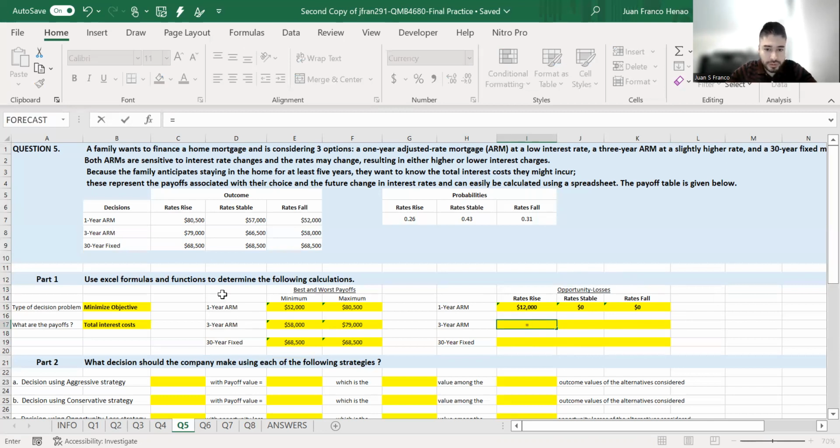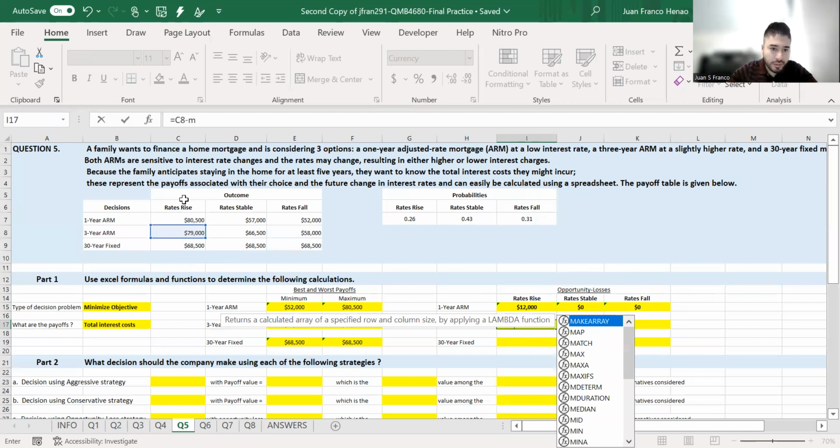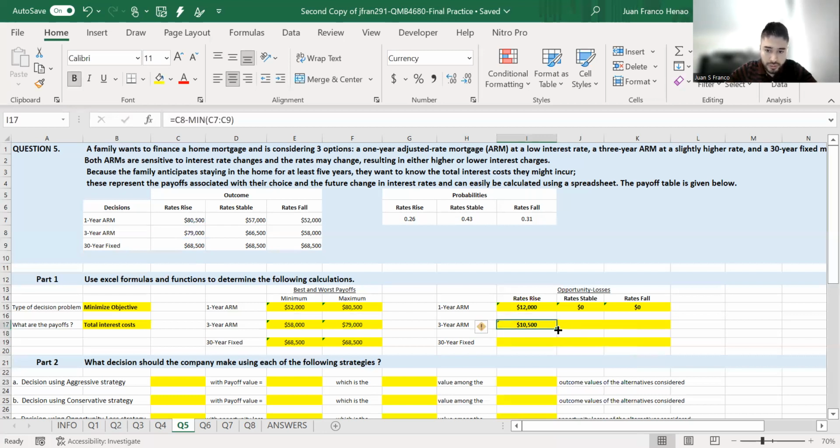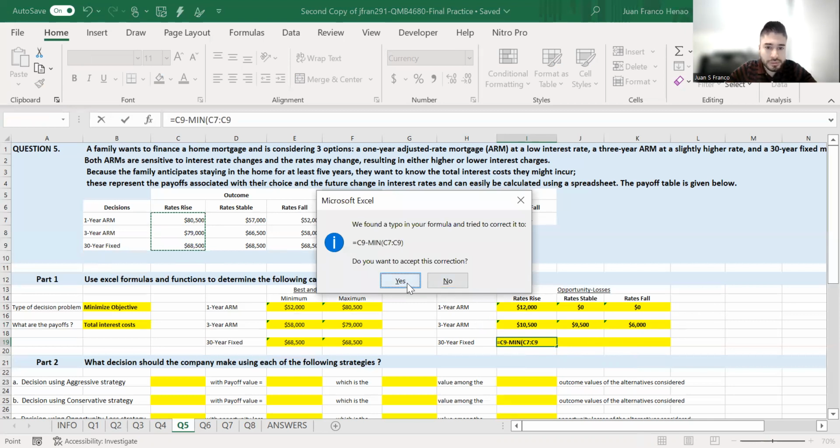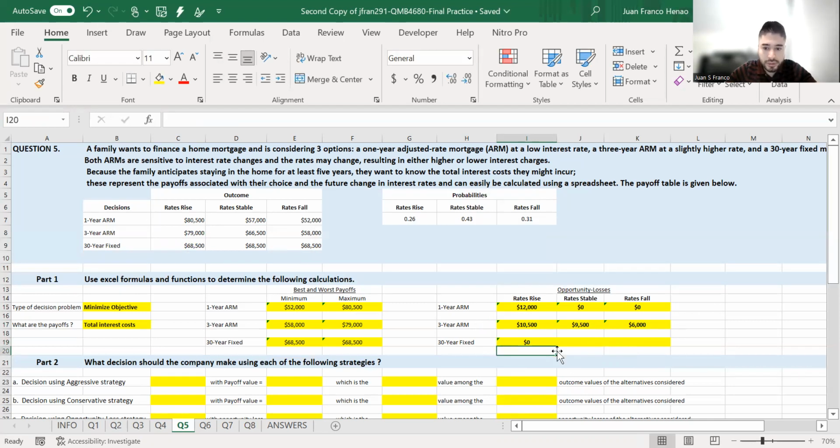Now we're doing it for the 3-year. So the reference cell minus the min of the column, close and drag it over. Perfect. Same thing again, reference cell minus min column. I forgot the parentheses, but it is fine. Excel recognized it, so it did it for us. We got a 0 for each column.